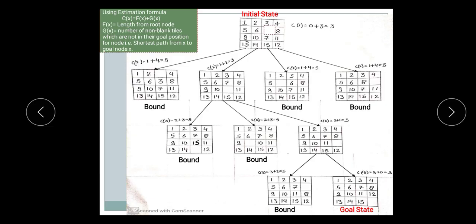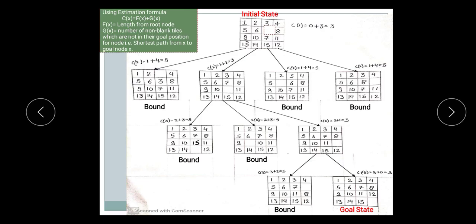So again we have to calculate the cost of the next state when we move our empty slot to the right position. Now here we are moving our empty slot to the right, so we have to calculate the f of x as well as the g of x. Now f of x is 2, whereas for g of x we have to find out the number of tiles which are not at their proper position, and in this case we have only 1 tile which is not in its proper position. So our cost is 2 plus 1, that is 3.